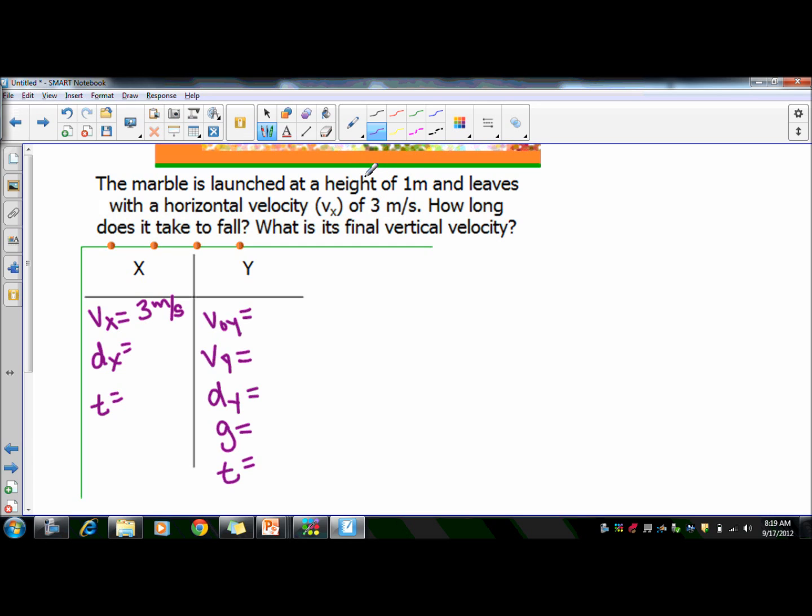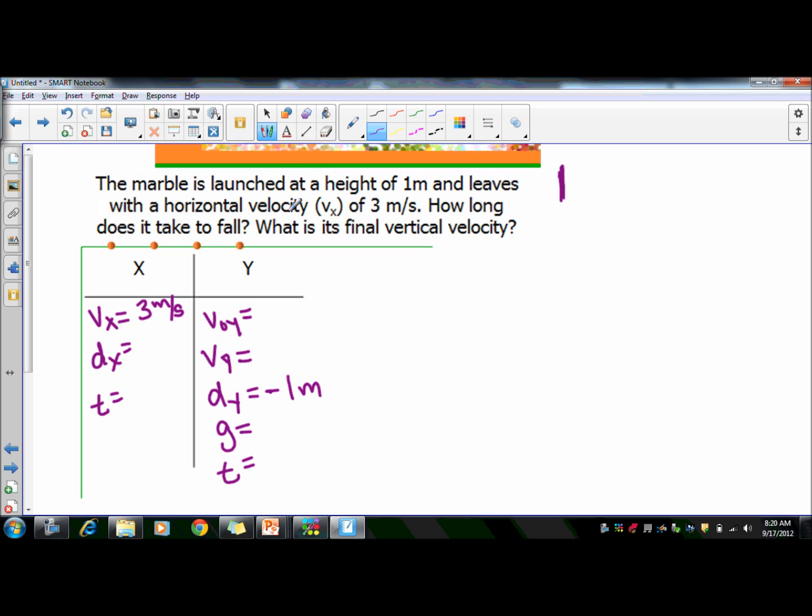So which direction does height measure? Height measures the vertical. You don't measure your height horizontally. So the vertical is y. Since this is a distance of 1 meter, it's going to be your dy. Height is dy. Since it's going downward, it's still going to be -1 meters.